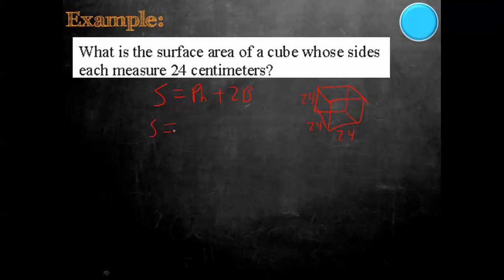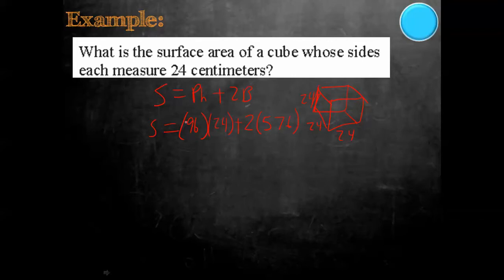So the perimeter of the base, we're just going to take 24 times 4 because we have 4 sides, which is going to be 96. The height of the prism is what connects the two bases, which is also 24 since it's a cube, plus 2 times the area of the base. The area of a square is just side times side, which is 24 times 24, which is 576.